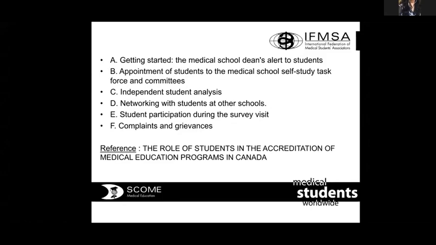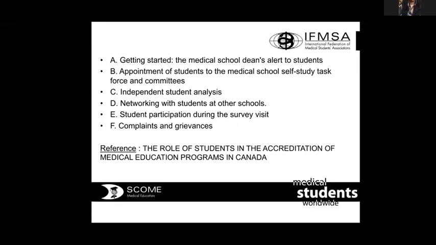The third phase is independent student analysis. After doing the self-study report, students can perform something called independent student analysis. In this phase, the students will analyze the report of the committees on the 9 domains, and they analyze if this is the real thing that's happening in the medical school or not, if this is what they really experience in the medical school or not. So the medical students analyze the reported things in the self-study report, and then they give this analysis to the self-study committee. The next phase is networking with students at other schools.